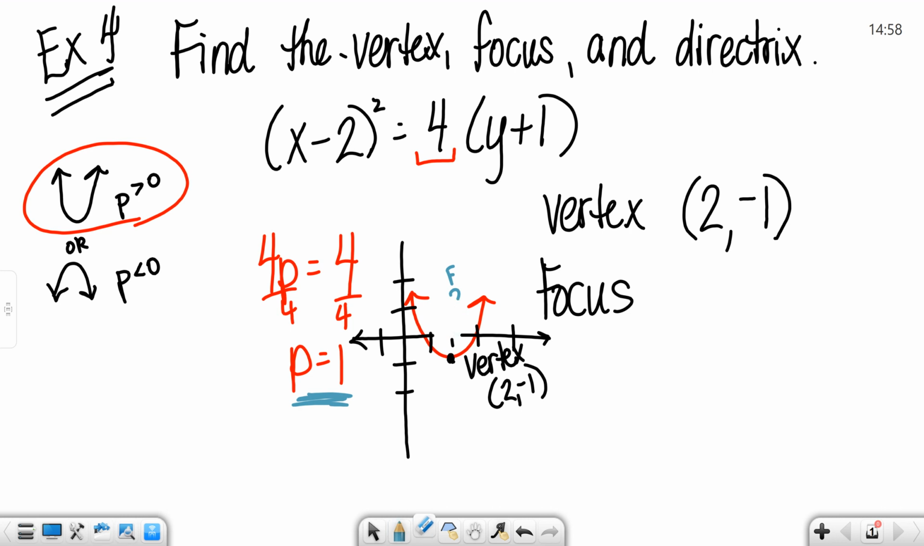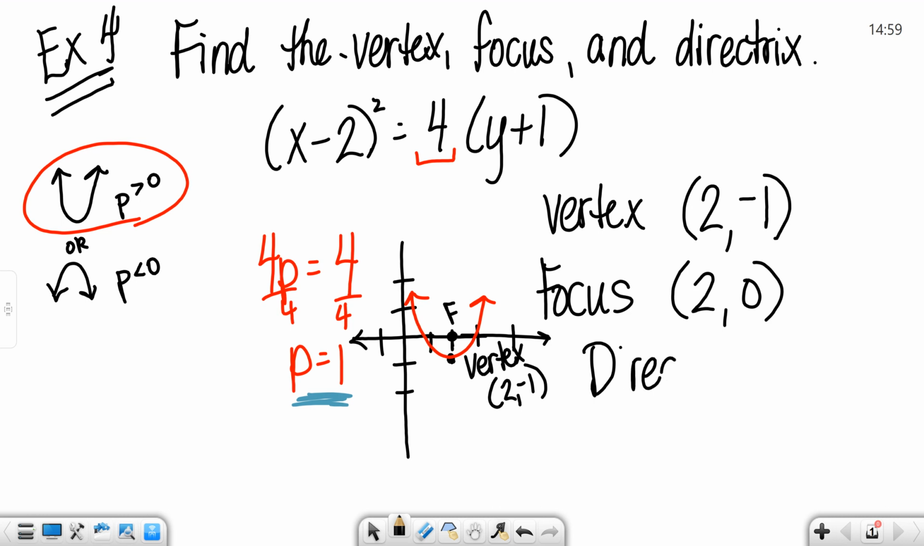Okay, I drew it way up there. It's not going to be way up there because remember, it's only one space. Okay, if this is my vertex, my p value is 1. I go one space up, and that's where my focus is. Right, one space up would be my focus. So if I went one space up, that's the ordered pair (2, 0).